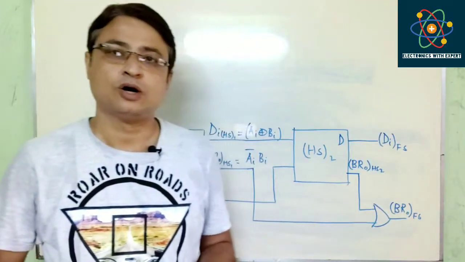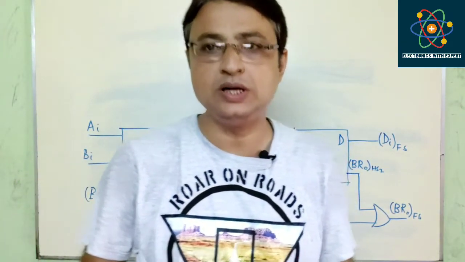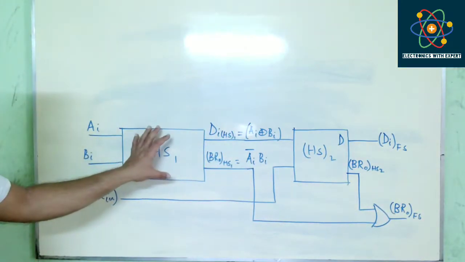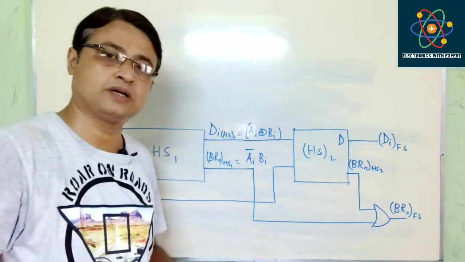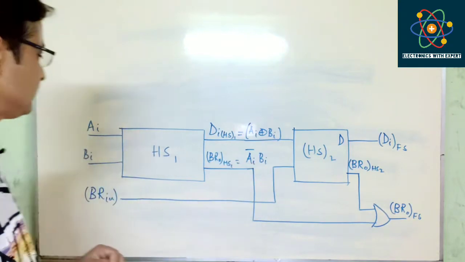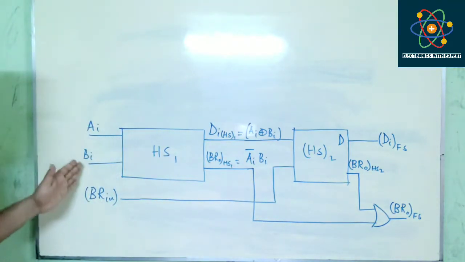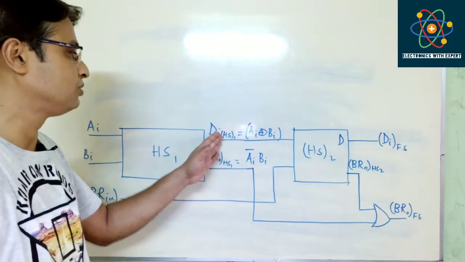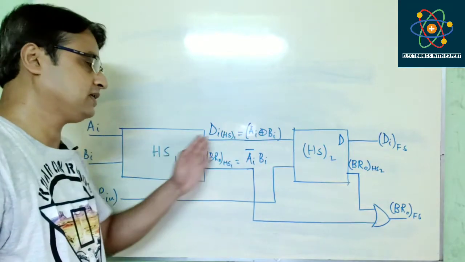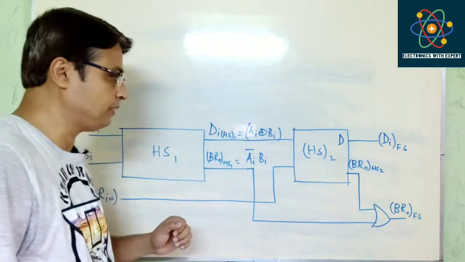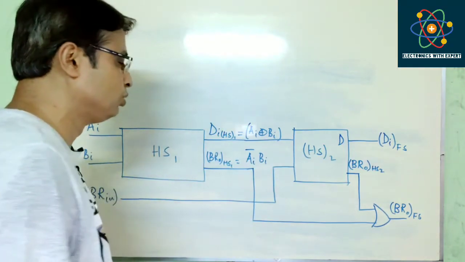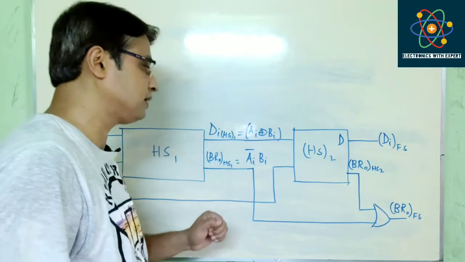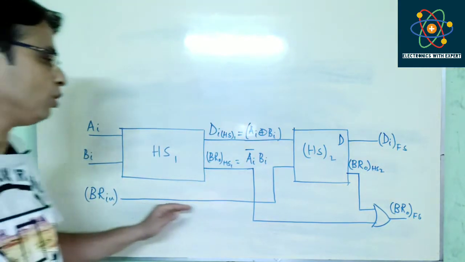So the circuit of a full subtractor using only half subtractors is like this. Here I have used half subtractor 1 and half subtractor 2, that is the two blocks of half subtractor. Ai and Bi are the inputs for the half subtractor 1. This is the difference out for the half subtractor 1, that is, as you know, nothing but Ai exclusive Bi. And for the half subtractor 2, these two are inputs for the circuit, that is the difference of half subtractor 1 and the borrow in.